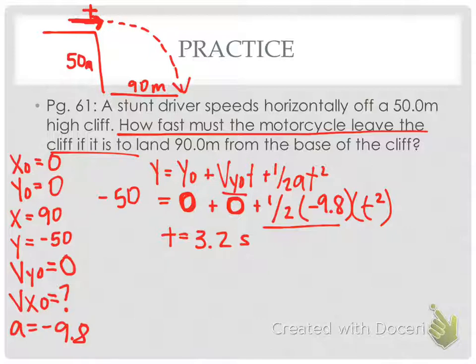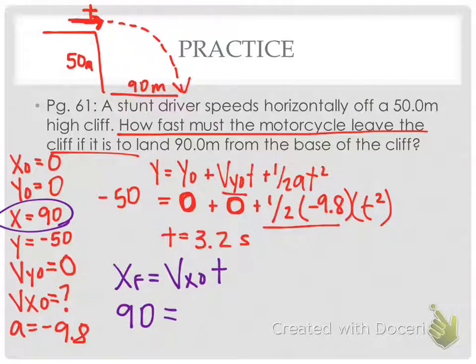Okay, from there, where should we go now to end up solving for our horizontal velocity? What equation can we use now to solve for our horizontal velocity? The second horizontal, right? X final equals Vxo times time. Okay, we know our final horizontal displacement is 90, right? Because we know we're ending up 90 meters from where we started. Vxo is what we're solving for, and time is 3.2 seconds.